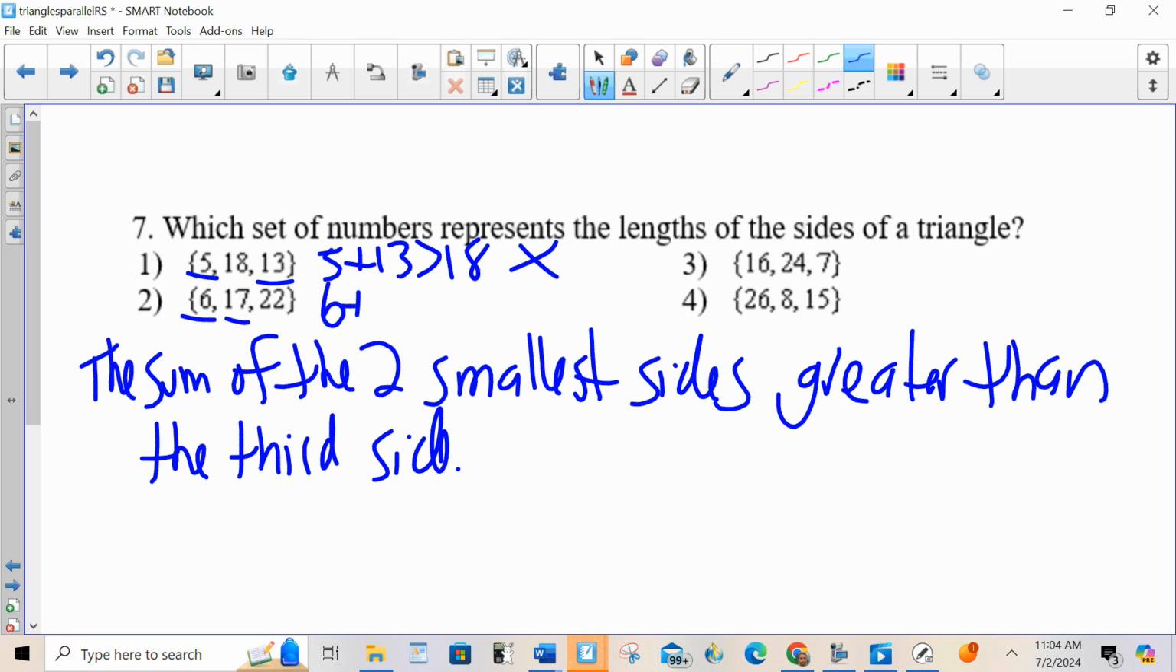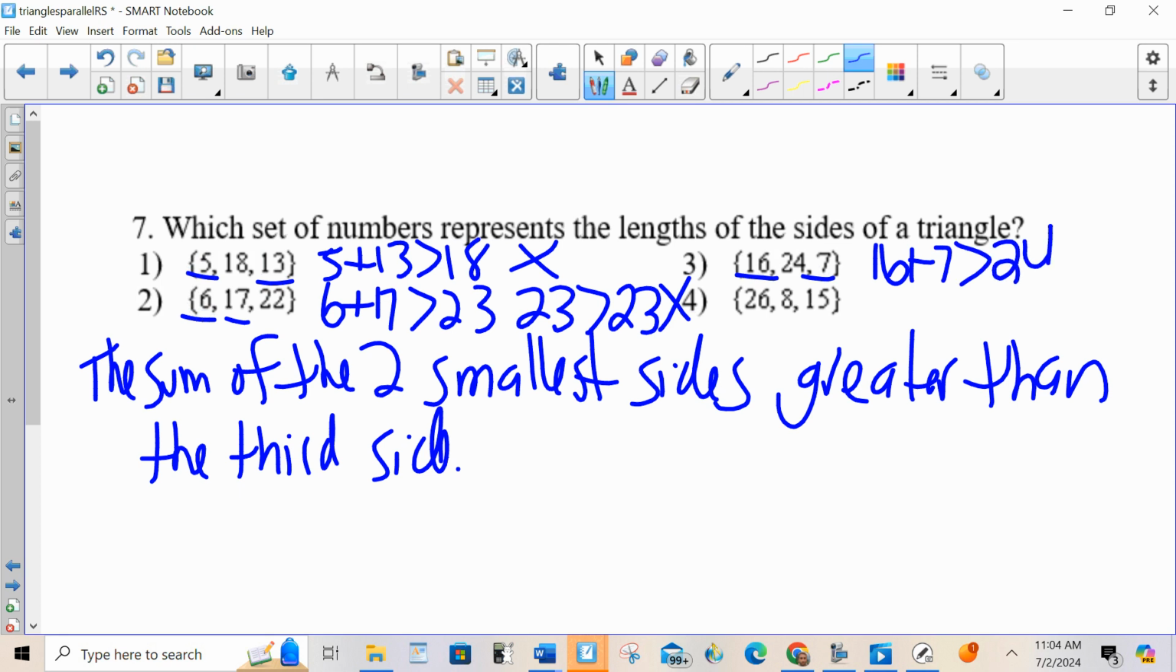Choice 2, the two smallest sides are 6 plus 17. Is 23 greater than 23? No. The two smallest sides, 16 and 7. Is 16 plus 7 greater than 24? No, it's 23. And finally, I've got 8 and 15. Is 8 plus 15 greater than 26? Nope. So I made a mistake somewhere. Oh, 6 plus 17 is greater than 22.